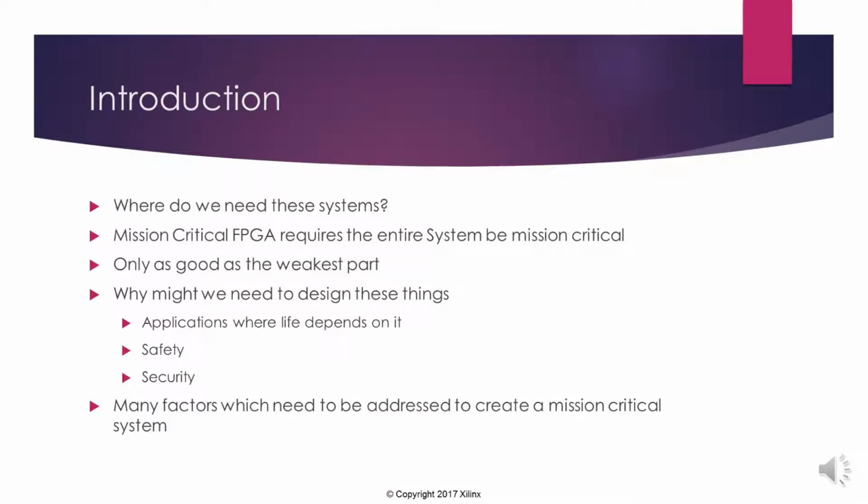So where do we need these systems? We use these systems in a lot of areas, from aircraft to transportation to medical and process control. And obviously, as I was saying, it's only as good as the weakest part. So there are many factors that we need to consider when it comes to creating a mission critical system, and we're going to take a look at these over the next few pages. We're going to look at the environmental conditions that we face, the regulatory environment that we face, and hopefully we're going to explain a little bit more and make that a little bit more knowledgeable.